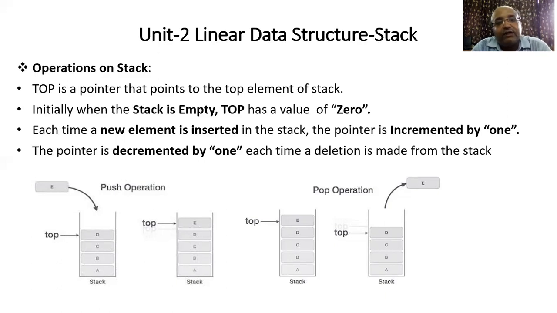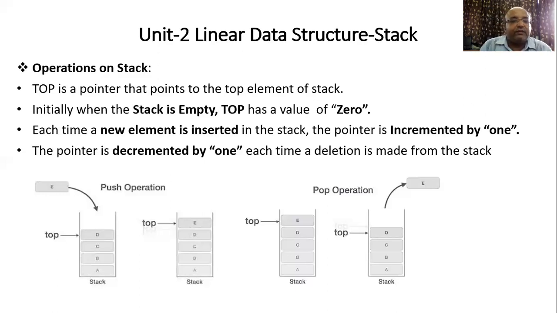Similarly, the opposite: the pointer is decremented by 1 each time a deletion is made from the stack. It means when you try to delete anything from a stack, which element will be removed first when you perform a pop or delete operation? Obviously the element which is at the top position. That last element will be removed, so the pointer should move to the second last. To move to the second last, we have to decrement the value of top by 1.